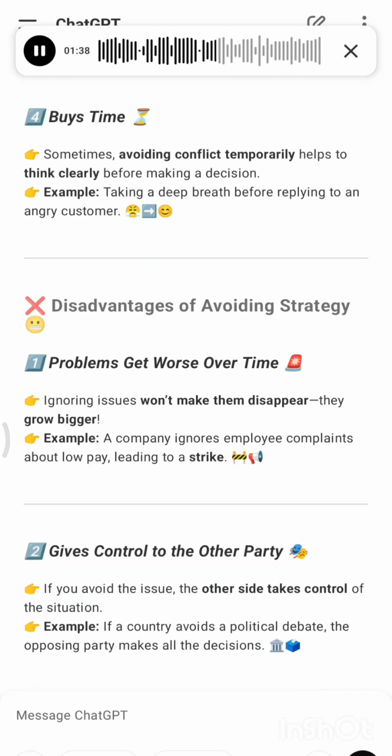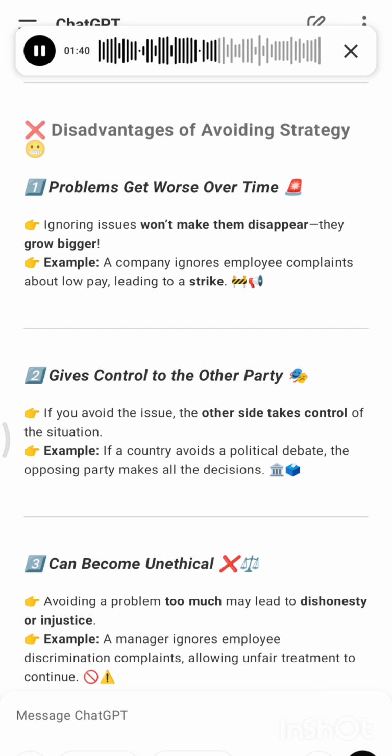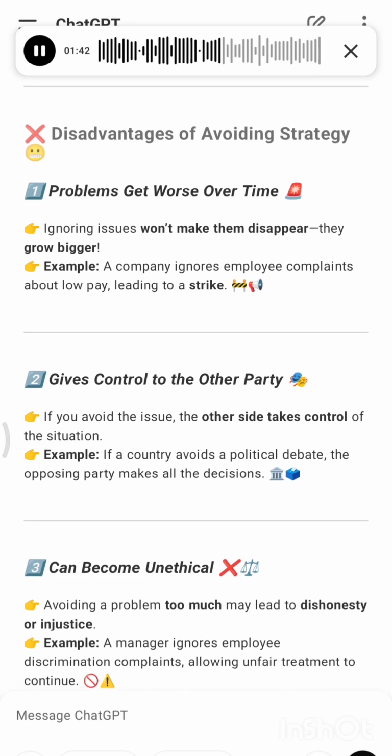Disadvantages of avoiding strategy. 1. Problems get worse over time. Ignoring issues won't make them disappear. They grow bigger. Example: a company ignores employee complaints about low pay, leading to a strike.